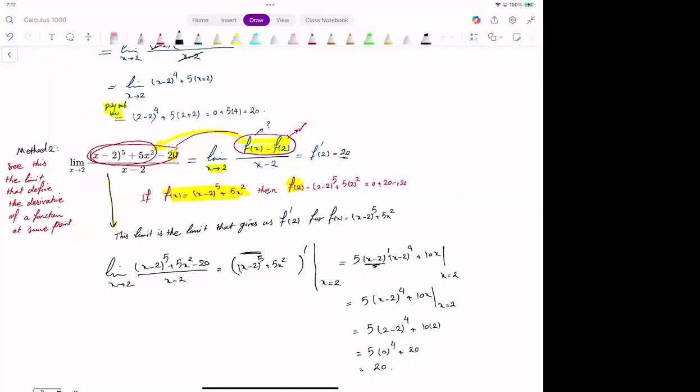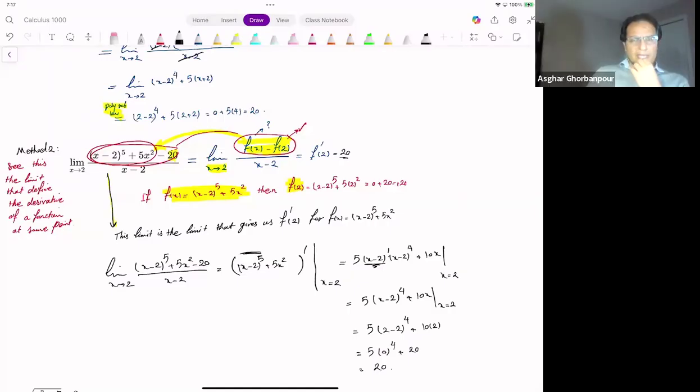Is this just the same as doing L'Hopital's rule? L'Hopital's rule is a bit more general than this, but this is the starting point of L'Hopital's rule, or of understanding the idea of it. But L'Hopital's rule is way stronger than this.